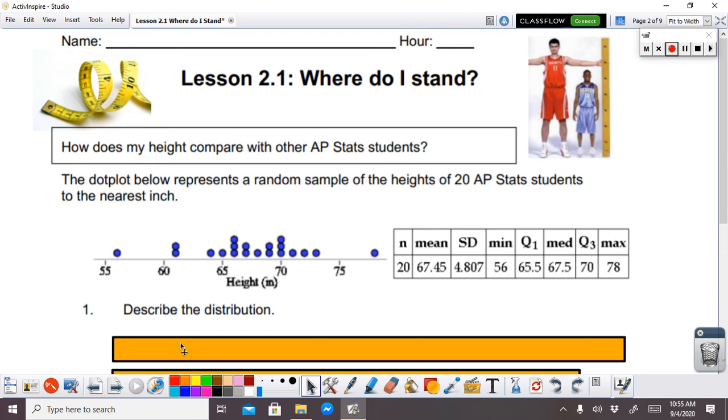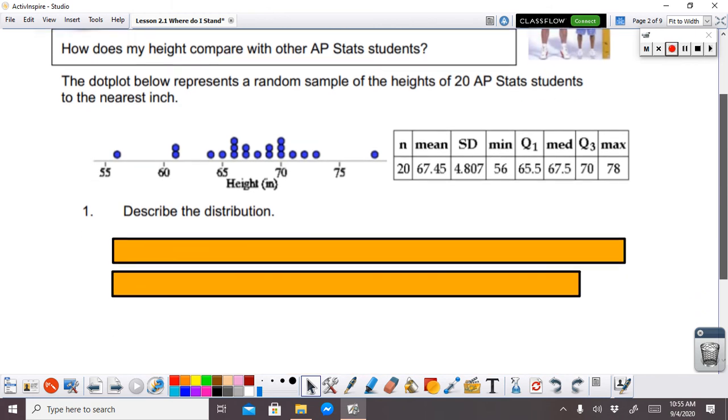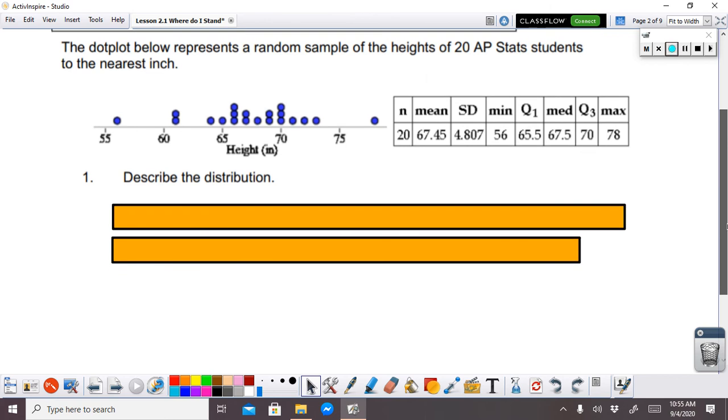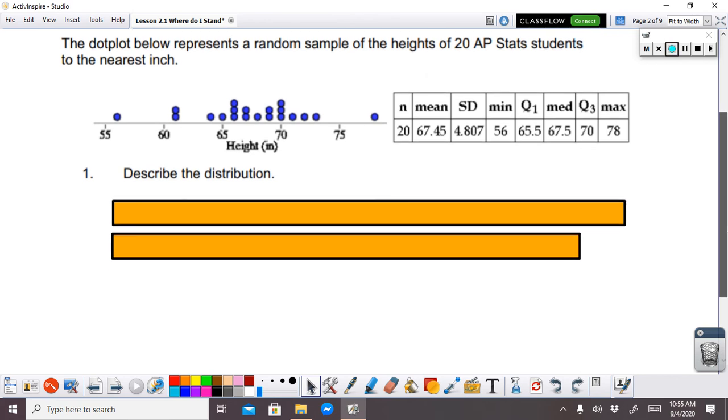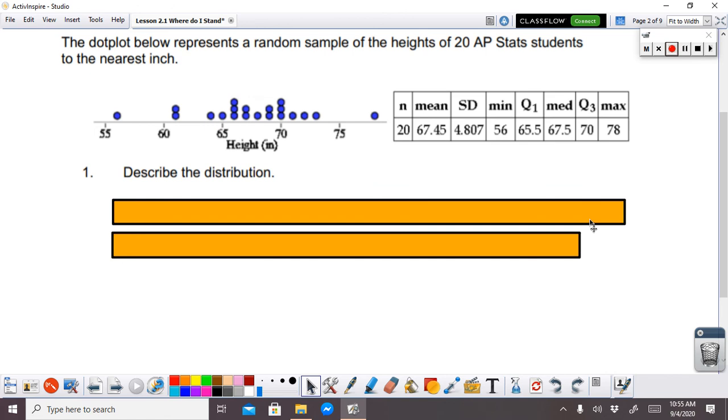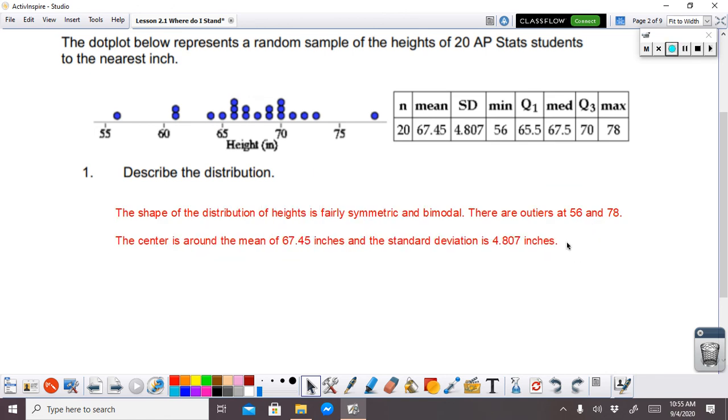Our task today: the dot plot below represents a random sample of the heights of 2080 stat students, rounded to the nearest inch. Describe the distribution. And we already know that whenever we are asked to describe a distribution, we always follow the pattern SOCV. Let's start with applying the context. The context here is the distribution of heights. I'm going to make sure I put that in my description.